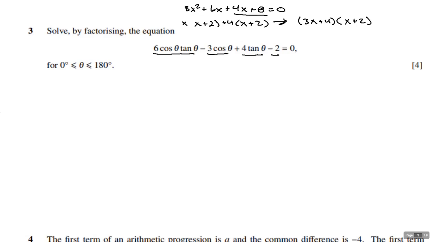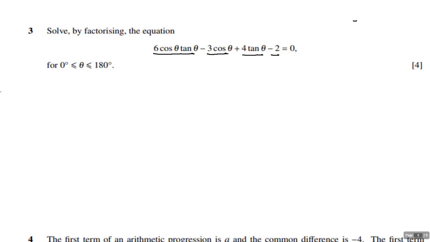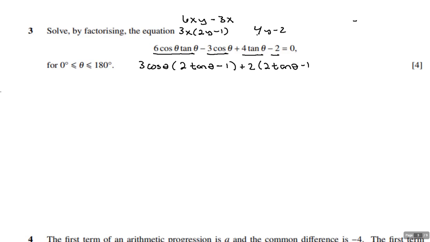We're going to do something very similar with this one. Some people find this helpful: I'm going to call cosine x, and I'm going to call tangent y. Now if I asked you to factor that, you would factor out the 3x, and you would get 3x times 2y minus 1. Well, that's what we're going to do here. Notice how the greatest common factor is 3 cosine, and when I divide it out, I'm going to get 2 tan minus 1. If I look at the next 2 terms, I can see that they have the greatest common factor of 2, and when I divide that out, I'm also going to get 2 tan minus 1.